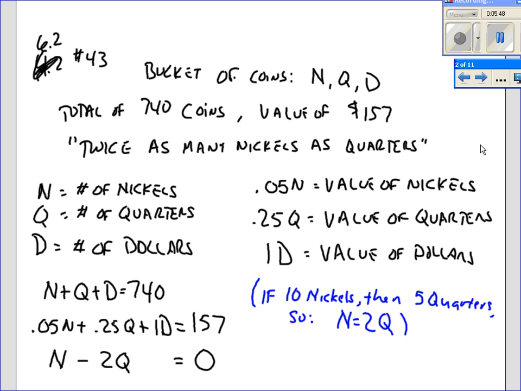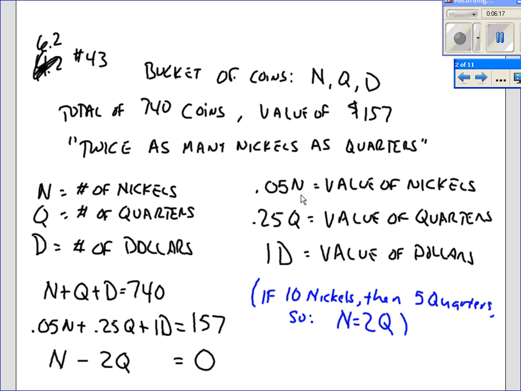And then another story problem that was out of the textbook homework. I had a bucket of coins with nickels, quarters, and silver dollars. We had a total of 740 coins, excuse me, it's been a long day, and a total value of $157. We're also told there's twice as many nickels as quarters. So if we let n be the number of nickels, q the number of quarters, d the number of dollars. So this is just number of pieces of shiny circles of metal.